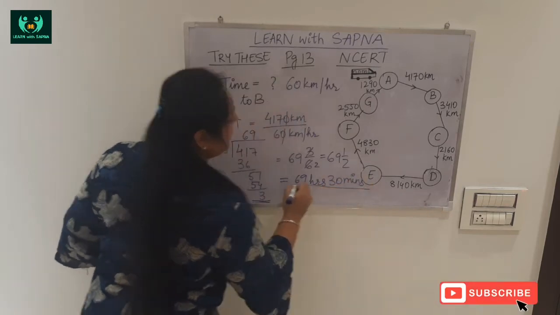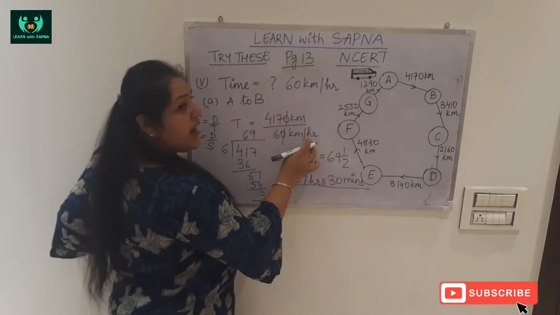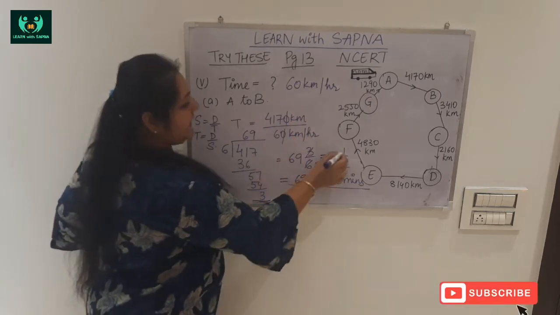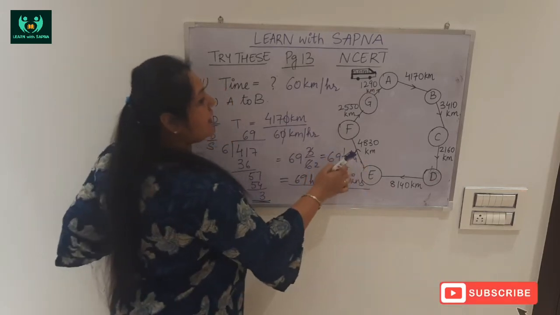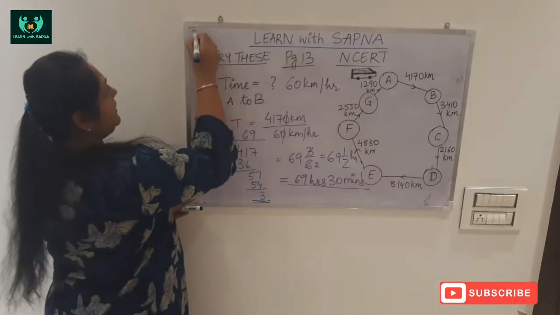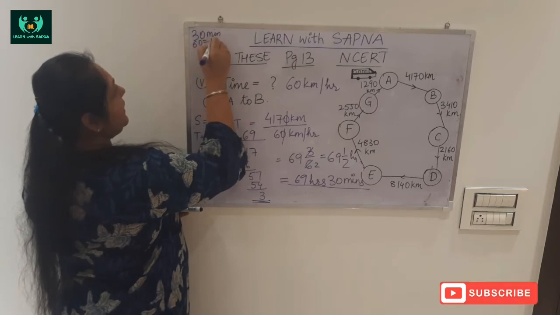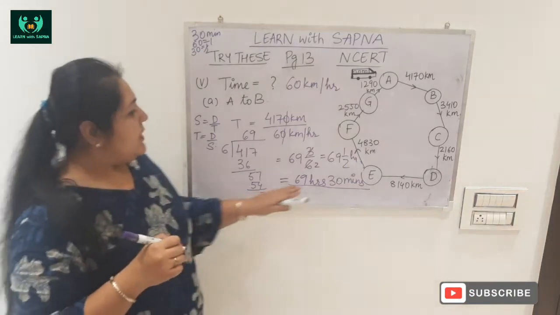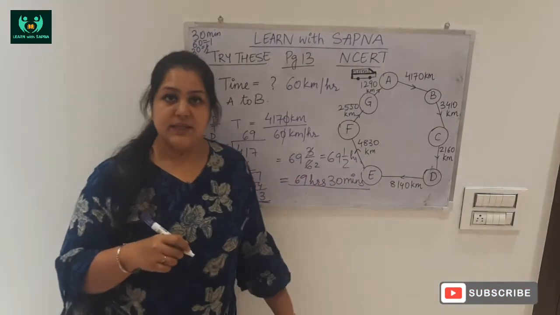How? What is half? We are calculating here in hours. The distance is in kilometers, speed in kilometers per hour. So whatever time we are getting, this is in hours. So what is half an hour? How many minutes make 1 hour? 60 minutes make 1 hour. So 30 minutes make half an hour. So 69 and a half, 69 hours and 30 minutes.